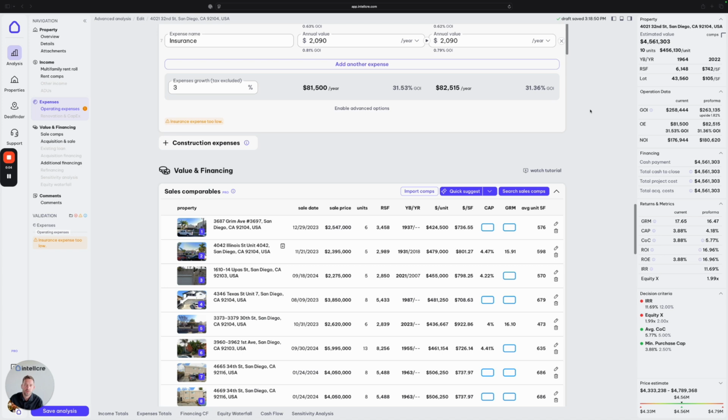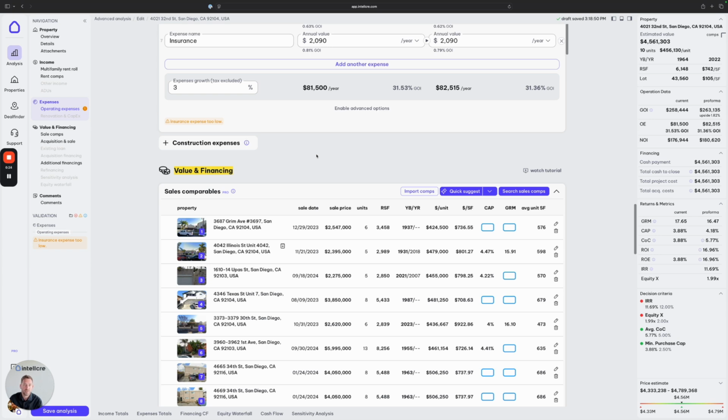Welcome to this quick tutorial on how to use the value and financing section in the new analysis form. Now, this is perhaps one of the most important sections, where we are actually able to price our deal. We're able to confirm whether the price of the deal is going to work for us.